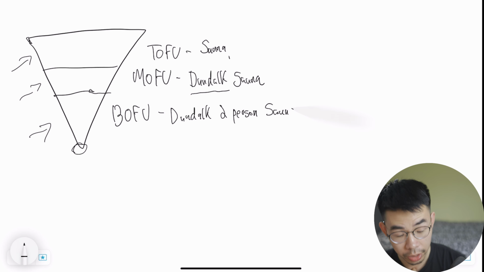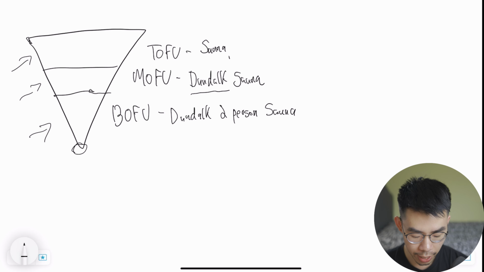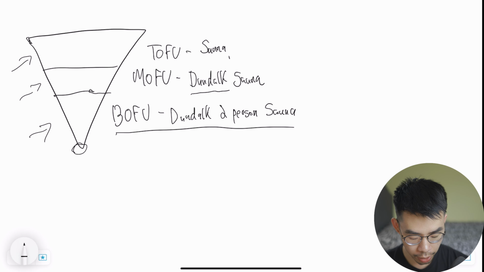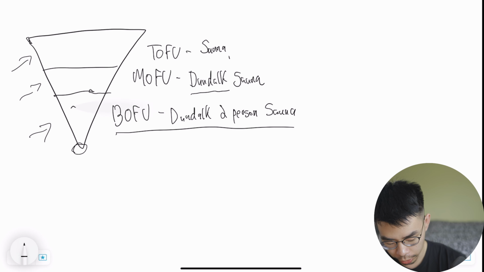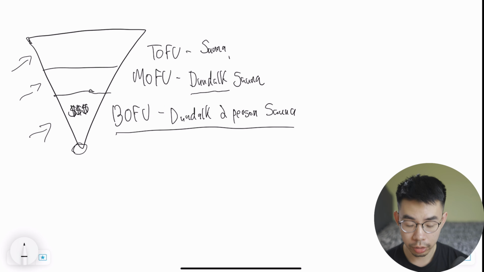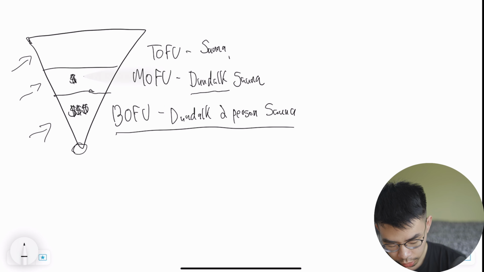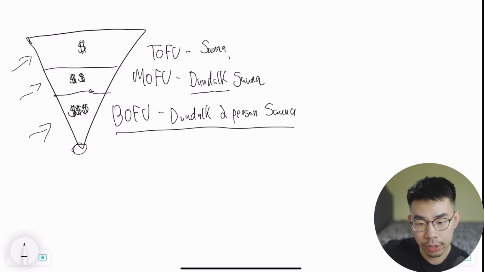because Dundalk makes multiple different types of saunas, and they specifically want the two-person model. So people at the very bottom of the funnel are very likely to buy. We want to spend most of our marketing dollars here. So in terms of marketing dollars, we want to spend three dollar signs here, two dollar signs here, and then one dollar sign here. Now, if you're already aware of this strategy, good for you.